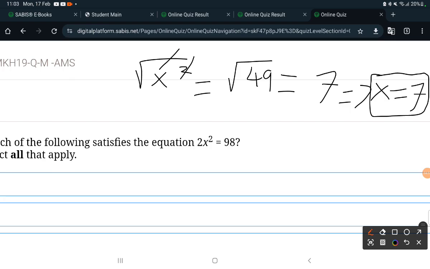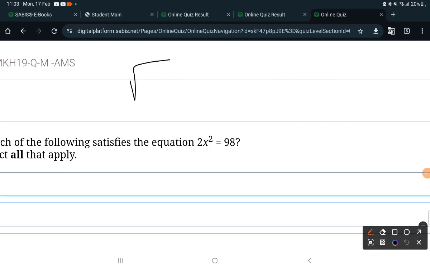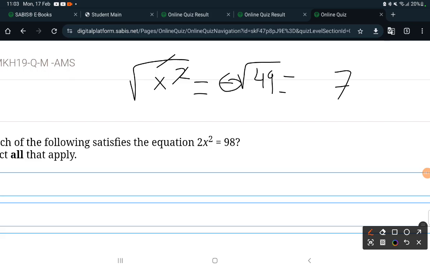Let's find the negative root of this equation. So we have radical x squared equals negative radical 49. Cancel the radical and cancel the squared. Now let's focus on what's inside the radical. Radical 49 is basically just 7. And then we distribute the negative sign into the answer, so it's negative 7. So x equals negative 7. So the two answers are x equals 7 and x equals negative 7.